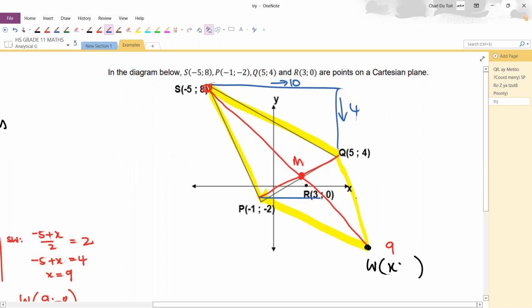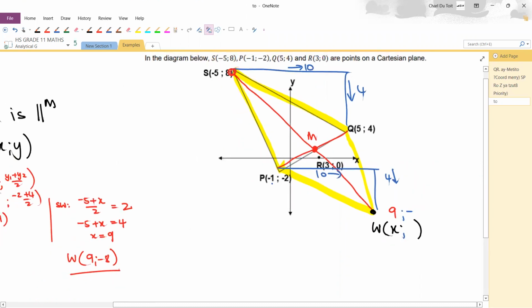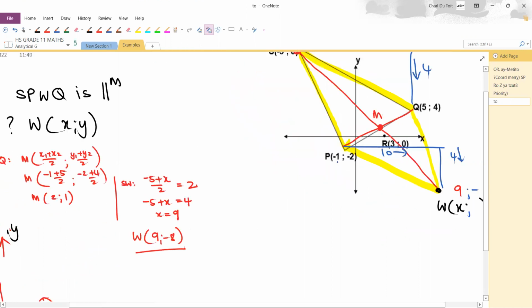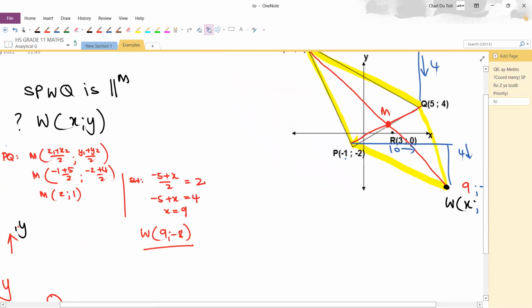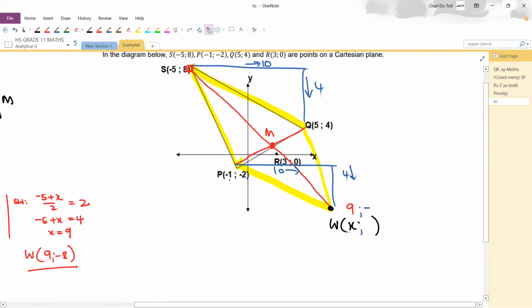So I'm going to do the same movement. I'm going to move from -1, 10 units to the right. Then I'm going to get to an x value of 9. Then I'm also going to go 4 units down. So from -2, 4 units down is -6. No, I'm lying. 4 units down. We have a mistake here. -9 and -8.